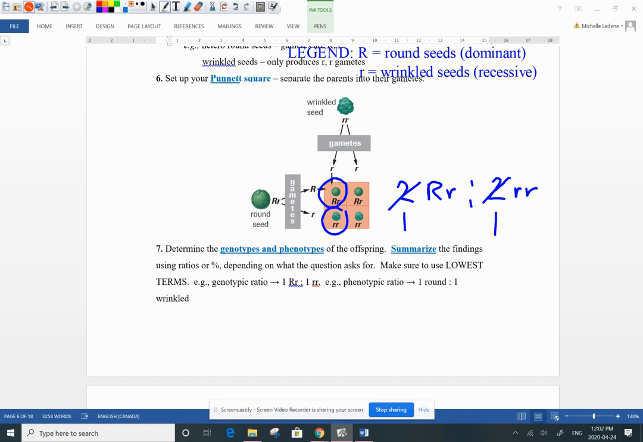Okay, so lowest terms is a 1-to-1 ratio, and this is a genotype ratio. These are the letters, the alleles together, that make a genotype, not a phenotype. If I was doing my phenotype ratio, I would say there's one round pea plant for every one wrinkled pea plant. Make sure that you know the difference between genotypes and phenotypes. Next page, we are going to do an example together, and then I'm going to let you loose to do some practice. Then we'll come back and talk about a test cross.